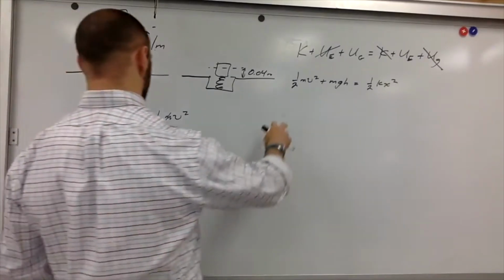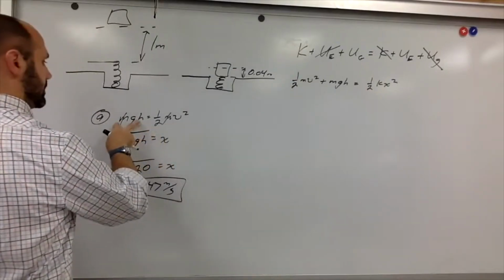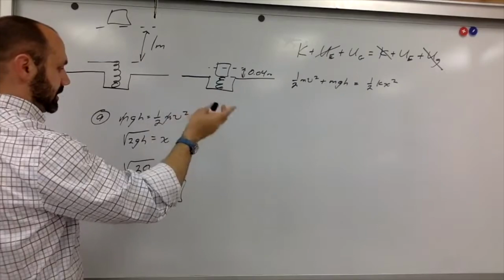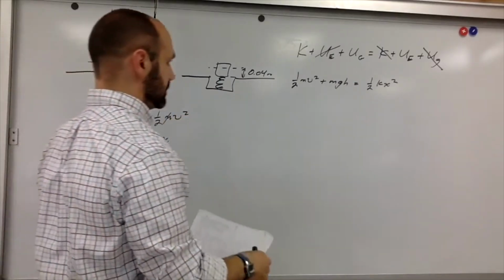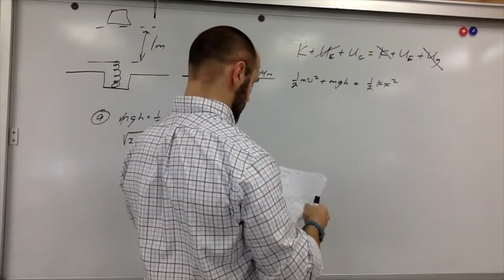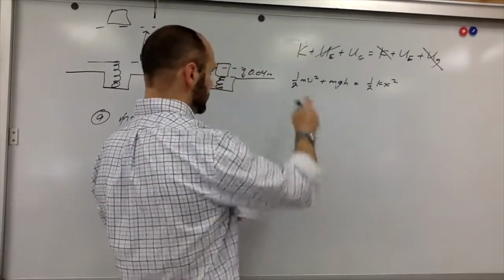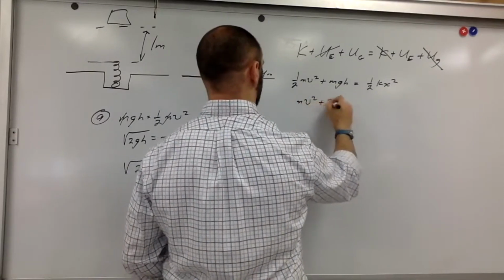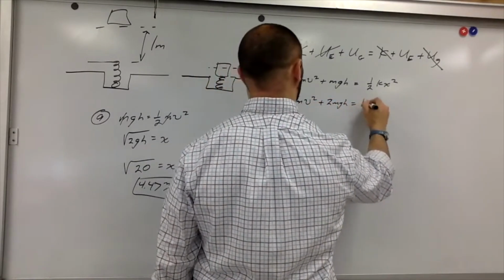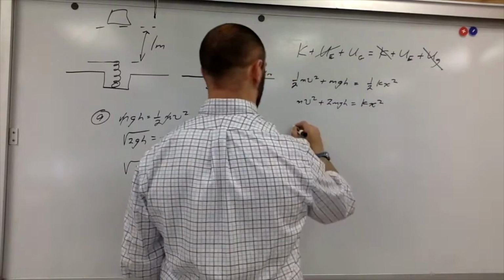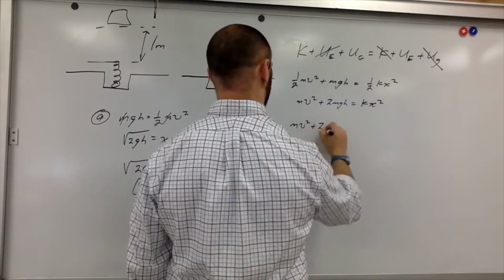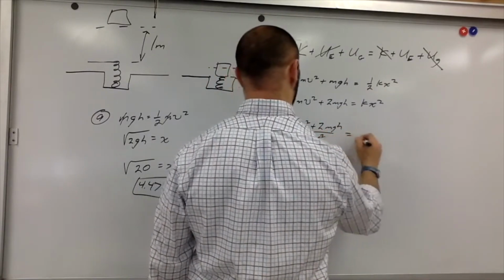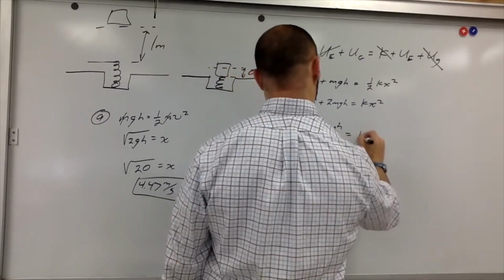Notice also 1/2 mv squared here is equal to this mgh from before, so we could even put that in. Might make things even a little bit easier, right? But if we leave this, I can multiply everything by 2. I just want to simplify as much as I can. Plus 2mgh is kx squared. So this is going to be mv squared plus 2mgh over x squared equals k.